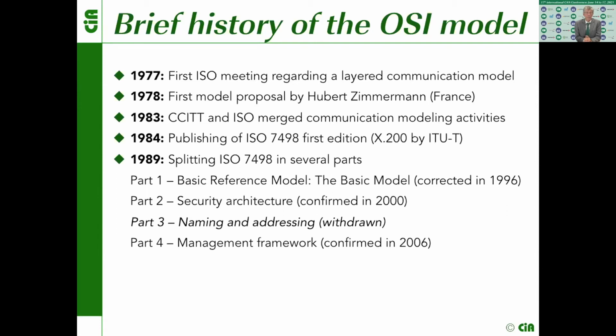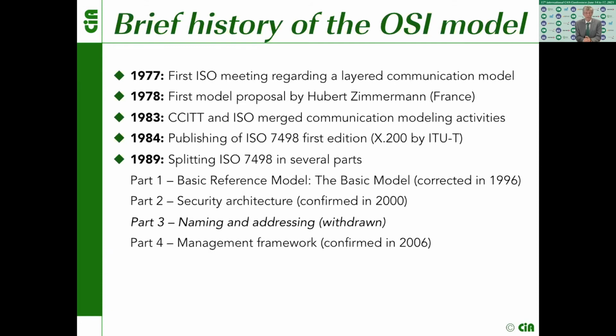CCITT is mainly from the telecommunication industry, and ISO is the standardization body in general for things which are not electrical. In 1984, the first version of ISO 7498 was published. And in parallel, the other organization from the telecom industry published the same document as X.200. Five years later, when there was the first systematic review, the document was split into different parts. The first part was still what is in the first edition, the basic model. And this was last corrected in 1996.